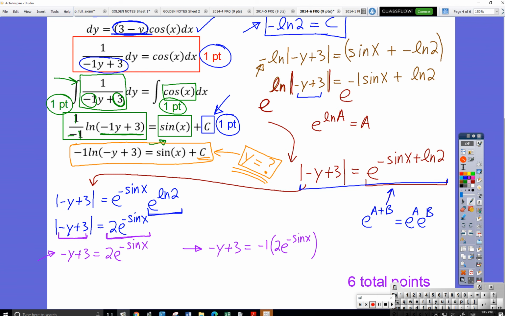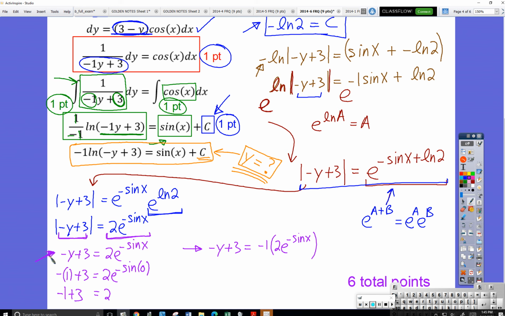If I were to put a 1 in for y and a 0 in for x, we already talked about how the sine of 0 is 0. E to the 0 power is 1. 2 times 1 is 2. That is a true statement right there. So that tells me this is my correct equation.